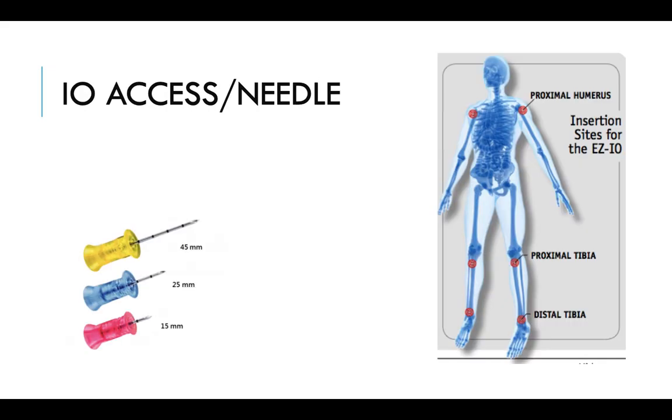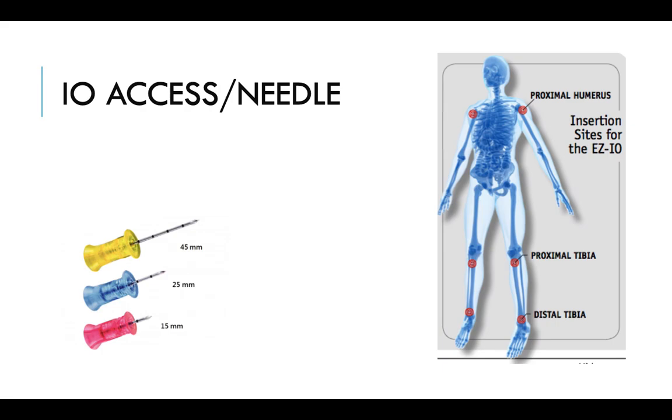IO access and the needles that we carry: the 45 millimeter yellow hub, the 25 millimeter blue hub, and the 15 millimeter pink hub. The pink is supposed to be for pediatrics, blue is supposed to be for adults, and the yellow is supposed to be for bariatrics or the humeral site. The humeral sites are at the top of both arms. At the top of both humeruses, not just your arm.